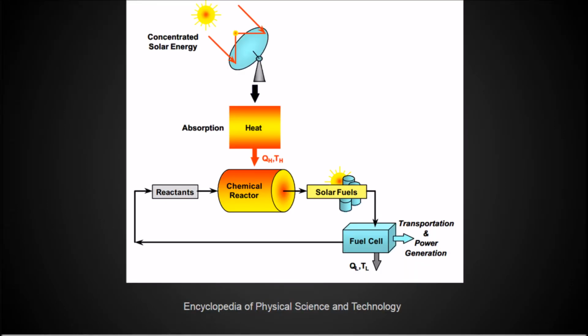So what is concentrated solar power? It's a process by which solar light is concentrated onto a focal point with the use of mirrors and lenses in order to absorb the light's thermal energy.